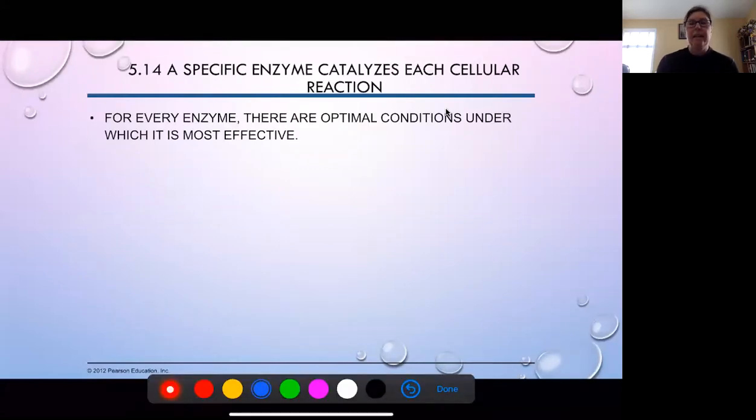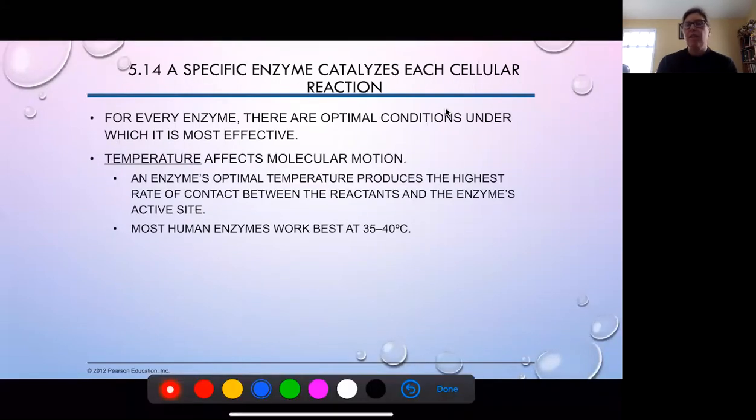Same basic idea here. For every enzyme, there are optimal conditions that affect the enzyme, and we want the enzyme to be most effective. We generally talk about enzymes being most effective in their native environment, the environment you would normally find them in. Temperature does affect molecular motion. Again, it's going to increase the kinetic energy. But once you get outside that enzyme's normal temperature, it will start to denature. So our enzymes work best between 35 and 40 degrees Celsius, which is body temperature.